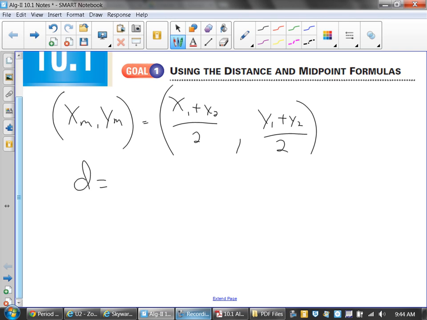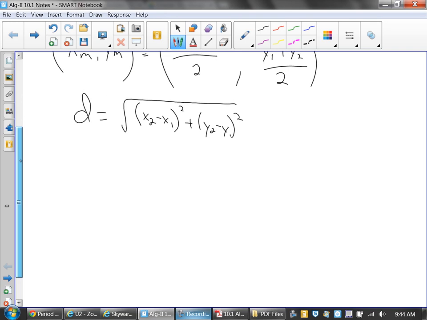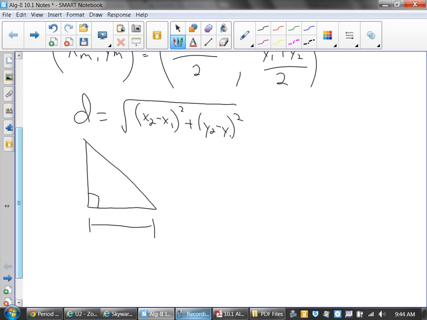Distance formula. Remember, the distance formula is the Pythagorean theorem. You didn't know that? It is. Y sub 2 minus y sub 1. Remember, think of it this way. Isn't this the change in x values? Isn't this the change in y values? So this gives you the distance between the two. A squared plus b squared is c squared. This formula is the Pythagorean theorem.